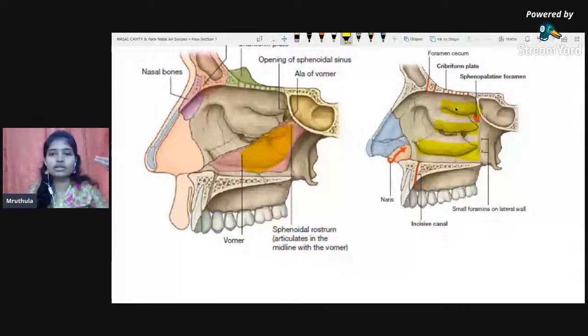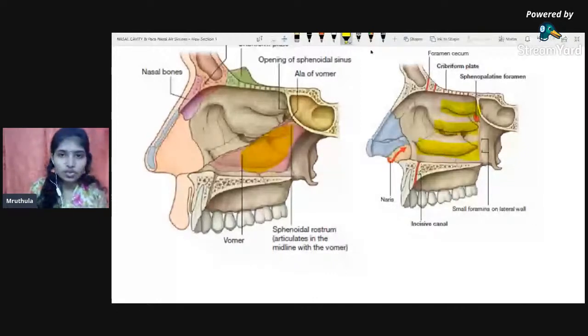The superior and middle are actually formed by the same bone, the ethmoidal bone, and the inferior is formed only by itself. It is a separate bone. Okay, so one more thing. Let us just appreciate the other feature.